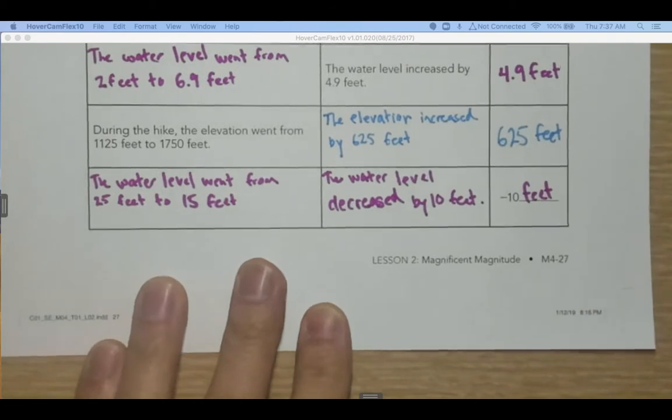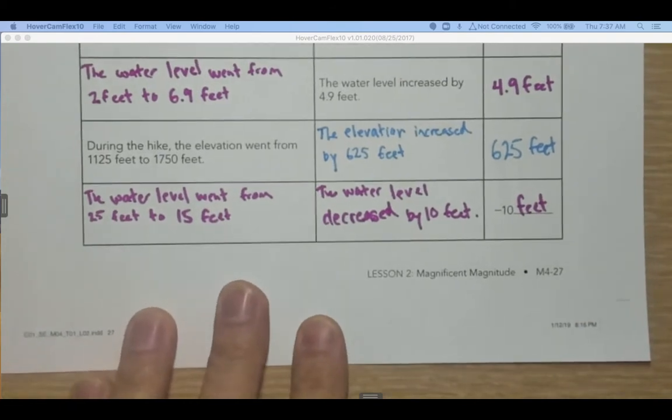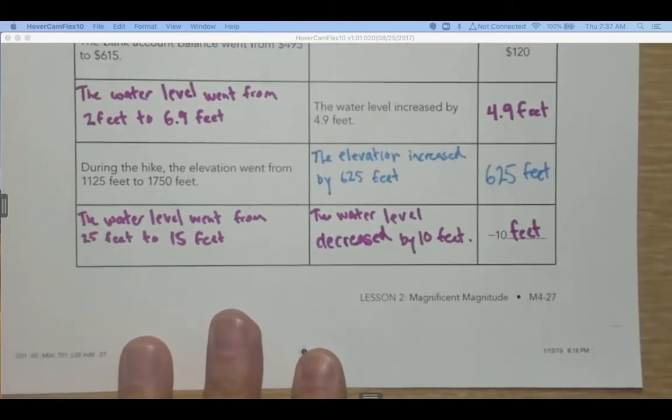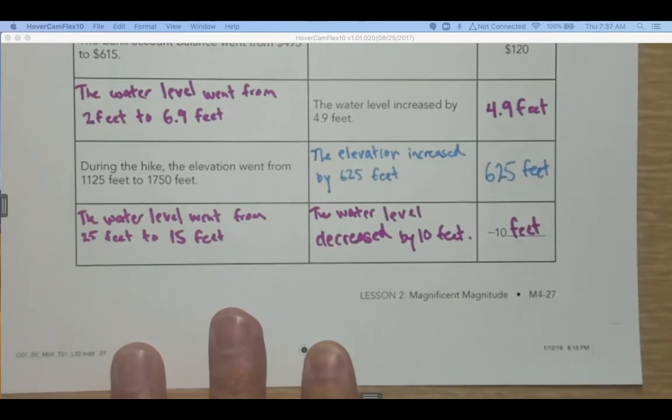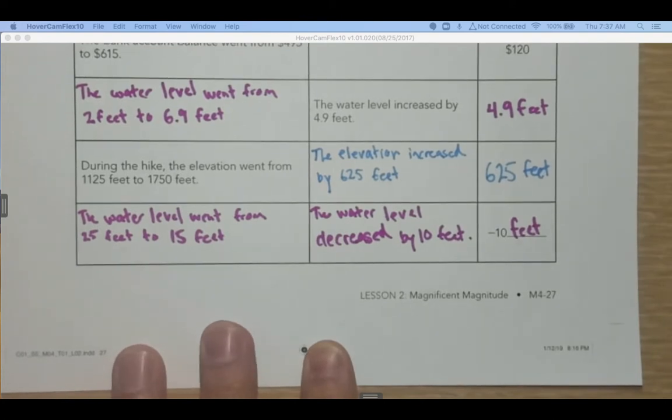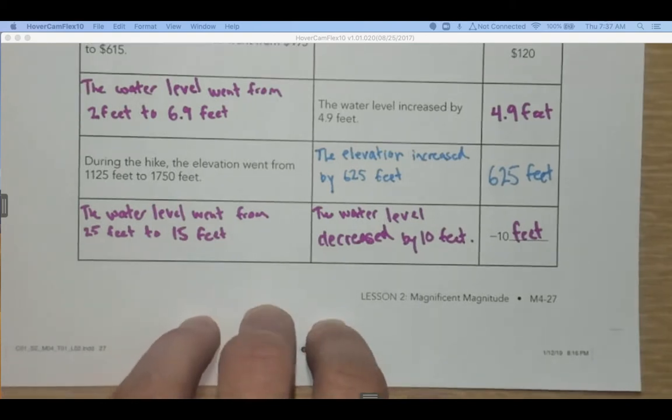Okay, so just kind of thinking of some numbers, positive and negative, and how it changes and how it applies to some real world type situations. So that's what they're kind of going through here, some examples of how we get at positives and negatives in real world situations.